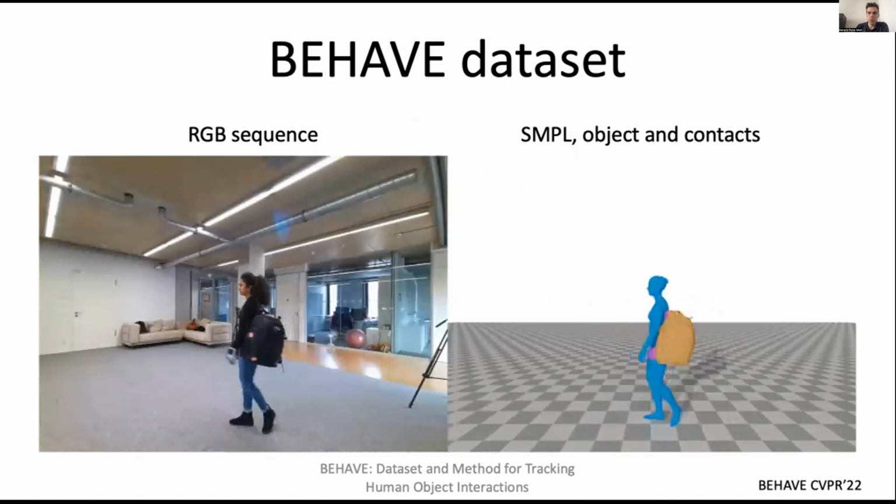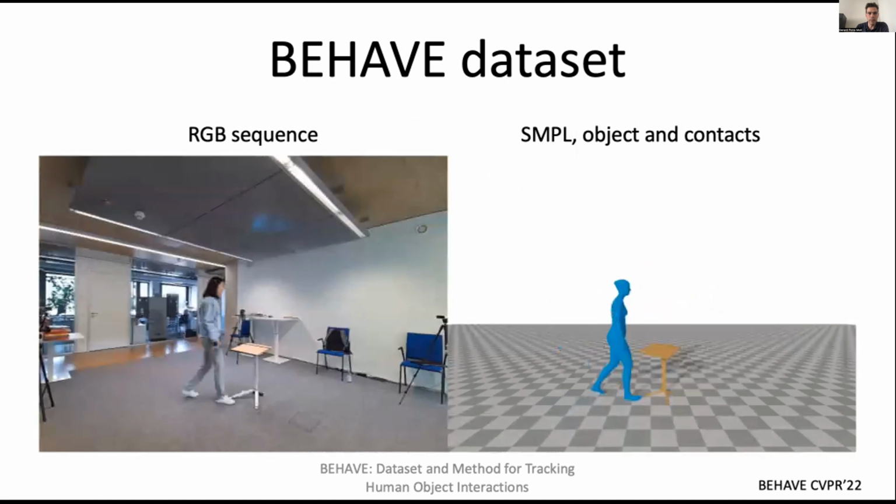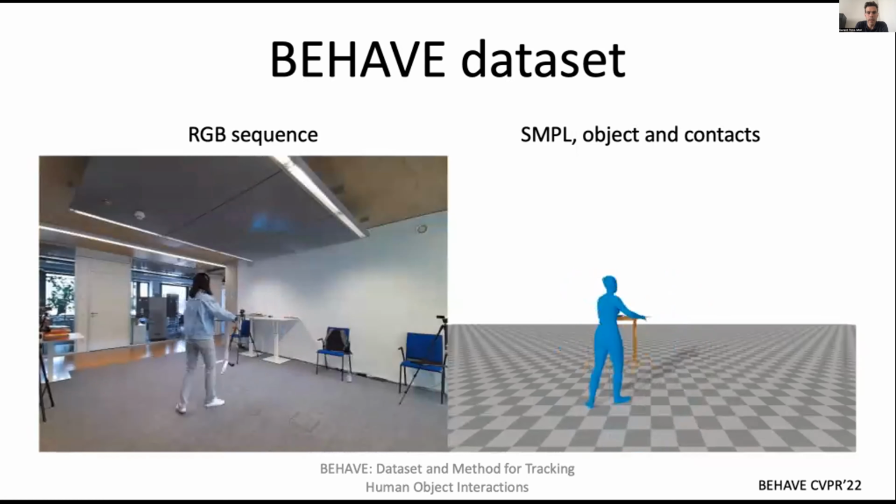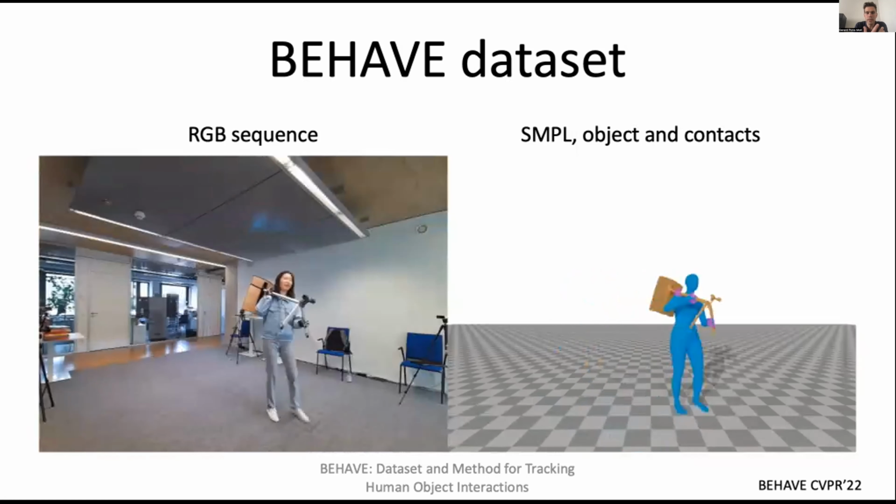We also have interactions with backpacks, or for example interacting with a table, where the person is carrying the table in many different ways with different types of contacts. And as you can imagine, tracking these interactions is extremely challenging because you have lots of occlusions, and that makes it very, very challenging.